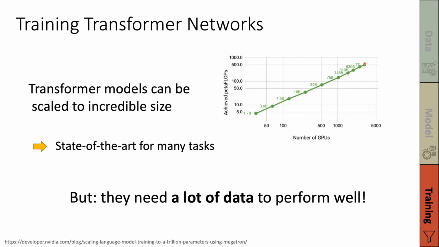And this is because they don't have many restrictions, like for example, the local window that convolutional neural networks would look at, which is something that transformer networks need to pick up from the data and don't have built in. But that also makes them very flexible, so they can learn a lot of stuff if you give them a lot of data.